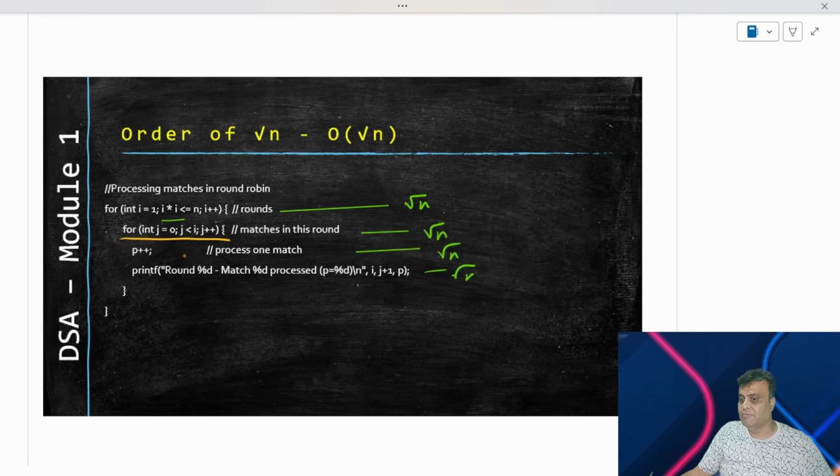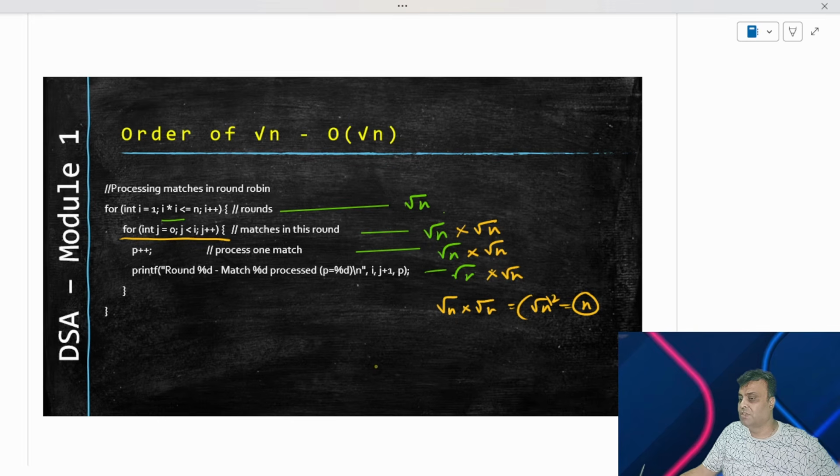It's j less than i and j plus plus, right? So j less than i will execute itself for how many number of times? i is going to go on till root n, so j less than i will go on for root n number of times. So we will have root n into root n, which is root n squared, and we will come up with an n for this particular problem.